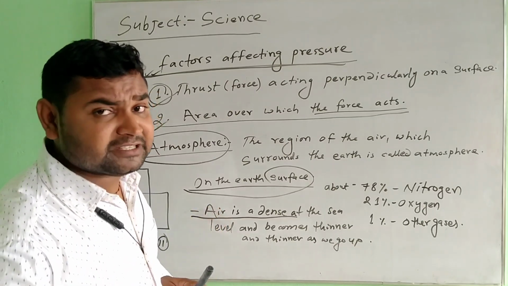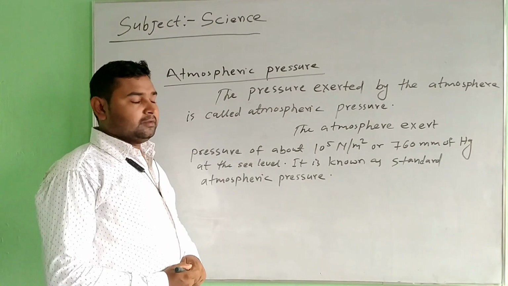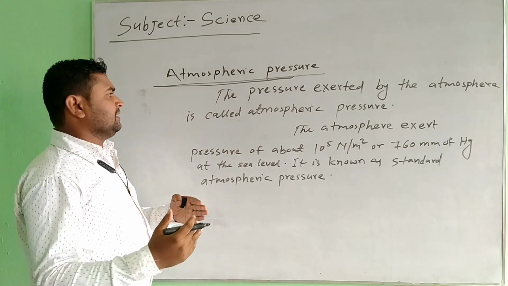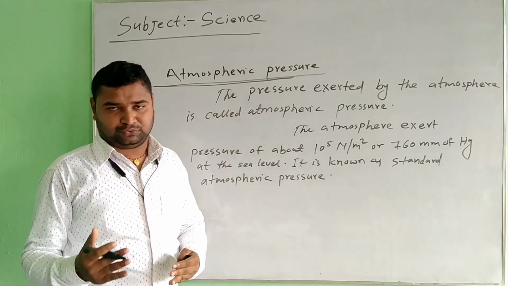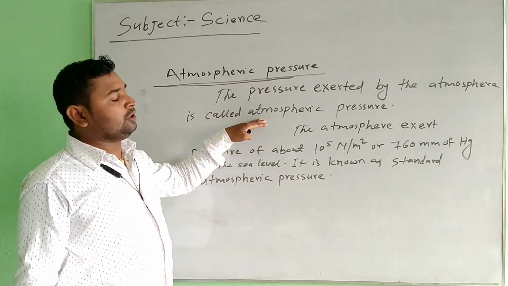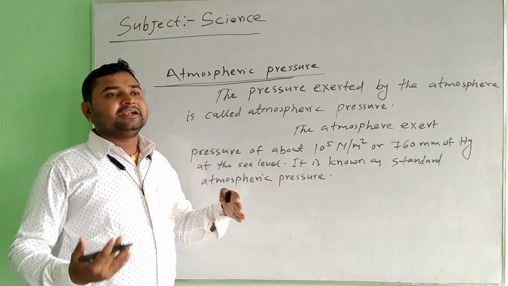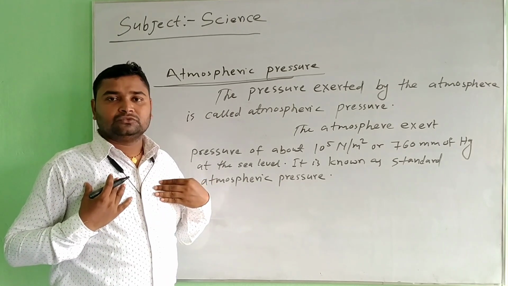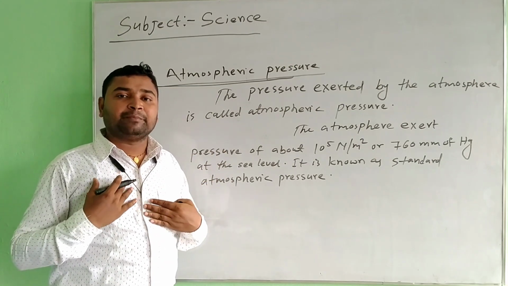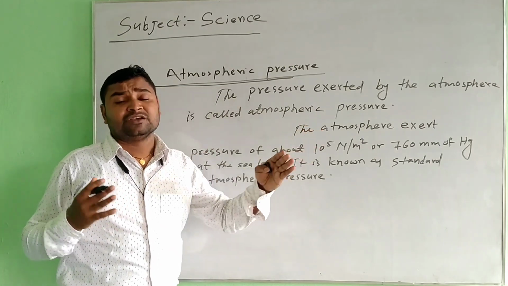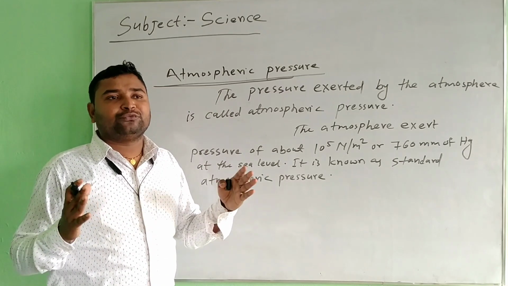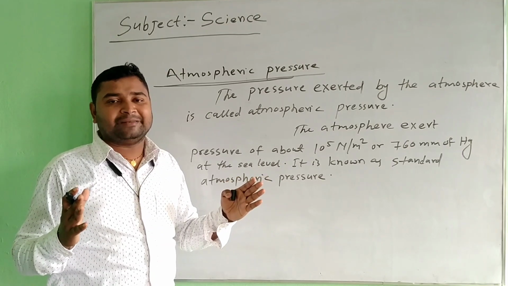What is the atmospheric pressure at sea level? Now, what is atmospheric pressure? Atmospheric pressure means the pressure exerted by the atmosphere. It means we are alive because of it. Inside our body and outside, the pressures are equal, so that we do not face any kind of problem while breathing.